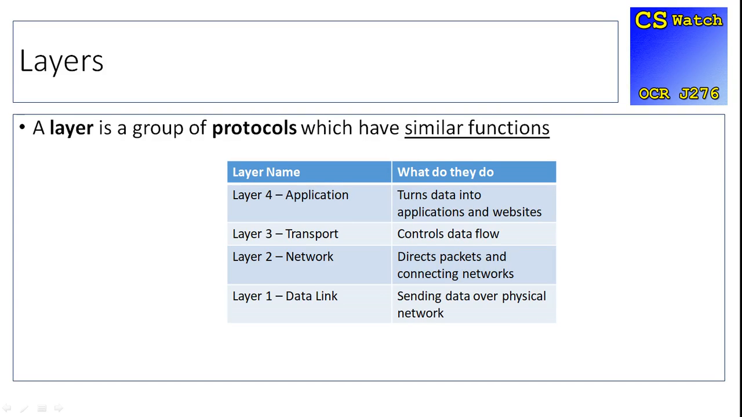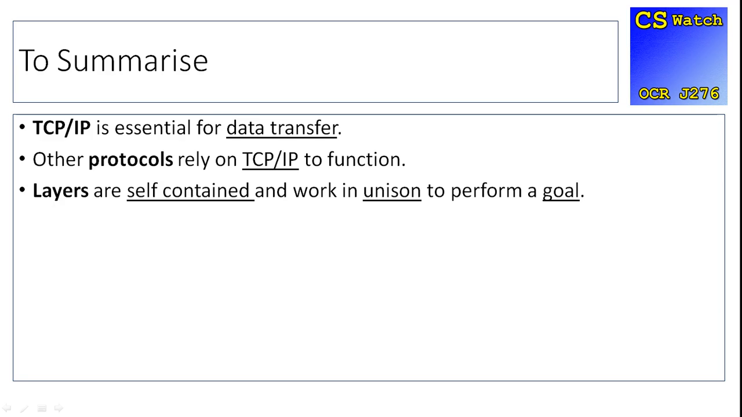If we're thinking about the protocols we saw on the previous slide, application protocols would include FTP, SMTP, and HTTP. The transport layer, of course, would be TCP. The network layer, that's where you get your IP coming into it. And then for the data link layer, you'd get the protocol for whatever connectivity you are using. So, TCP/IP is essential for data transfer. Other protocols rely on TCP/IP to function. If TCP/IP was taken away, a lot of the internet would start to break.